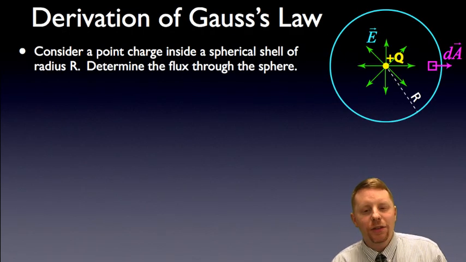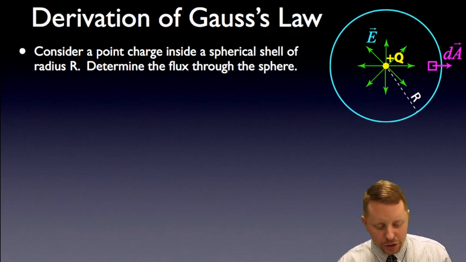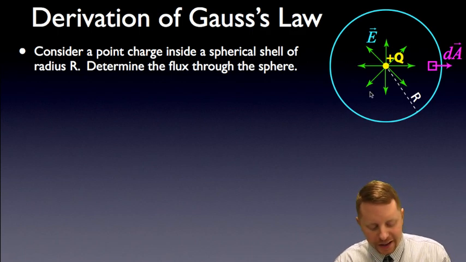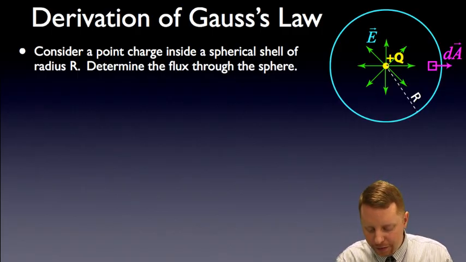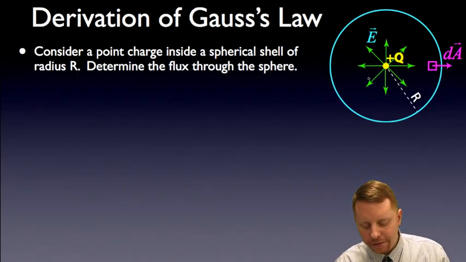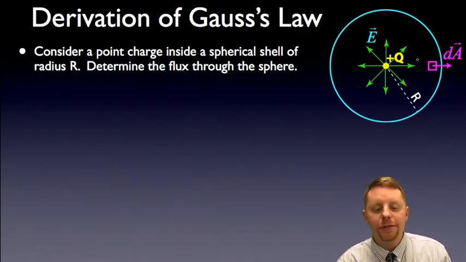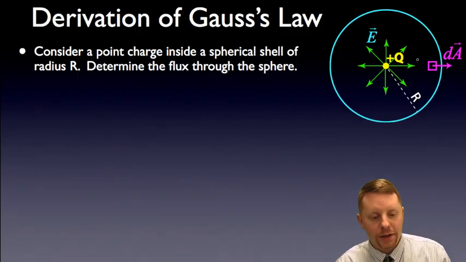All right, so what's this have to do with Gauss's law? Well, what we're going to do is consider a point charge with charge plus q inside a spherical shell of radius r. The electric field due to plus q is pointing out, shown there in green, and we want to determine the flux through this blue sphere that's surrounding our point charge. We have to imagine it in 3 dimensions.